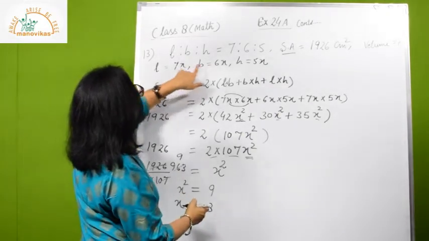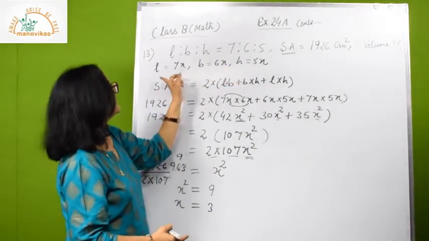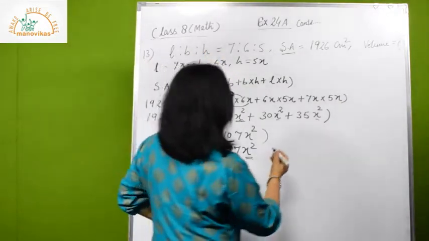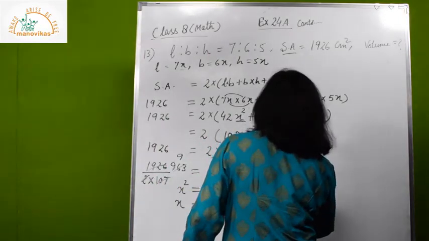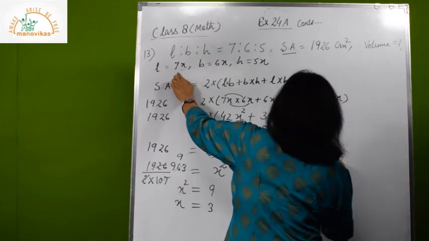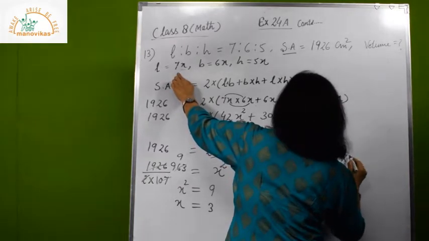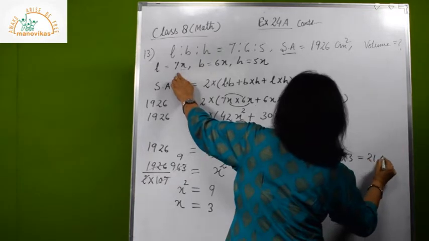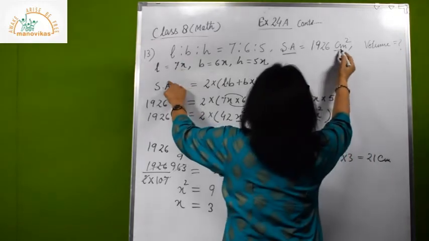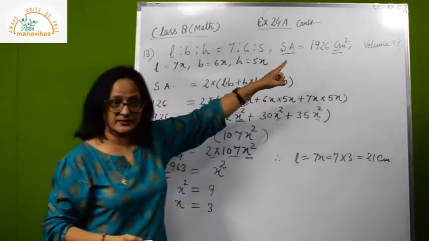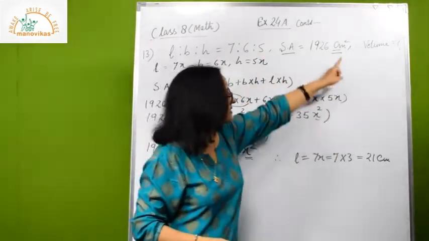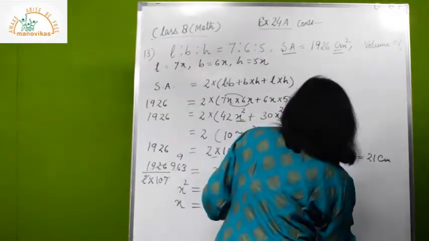Now if we put the value of x here, we will get the value of length, breadth and height in centimeter, numerical value. So therefore length is equal to 7 into x, and 7 into x means 7 into 3, that is equal to 21, and the unit is centimeter. The surface area unit is given in centimeter square. That means all these dimensions are in centimeter. That's why it is centimeter square. So you will take 21 centimeter.